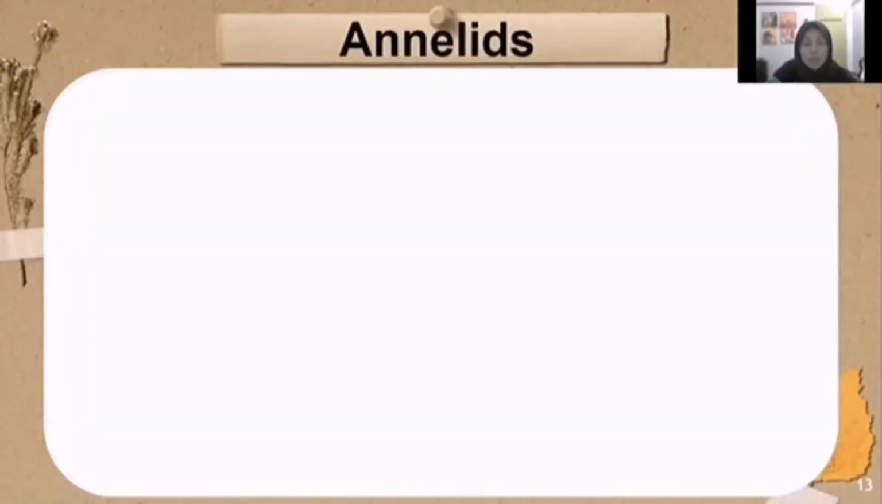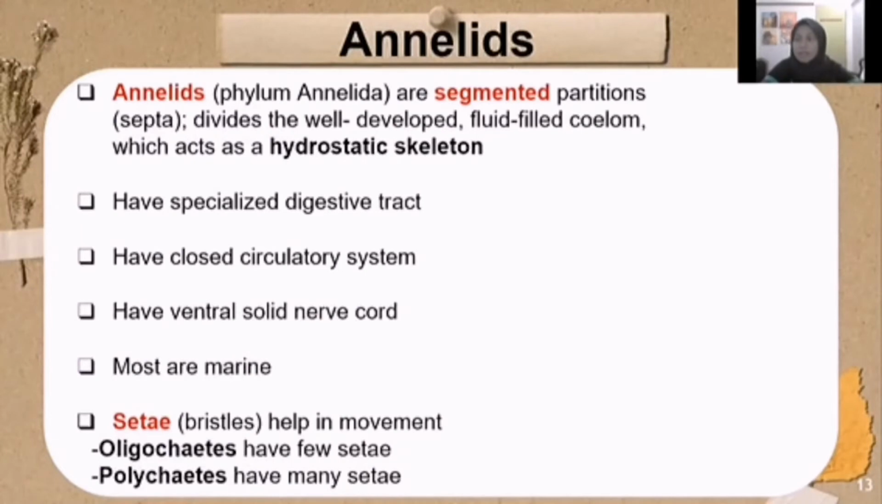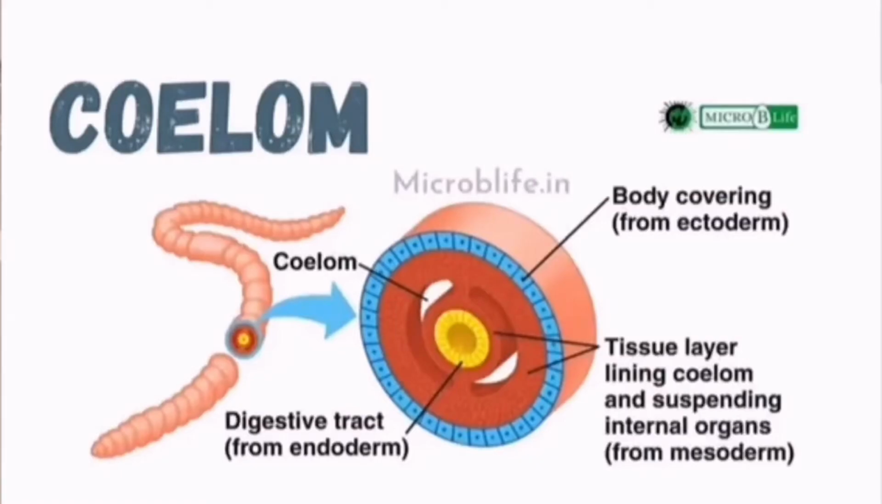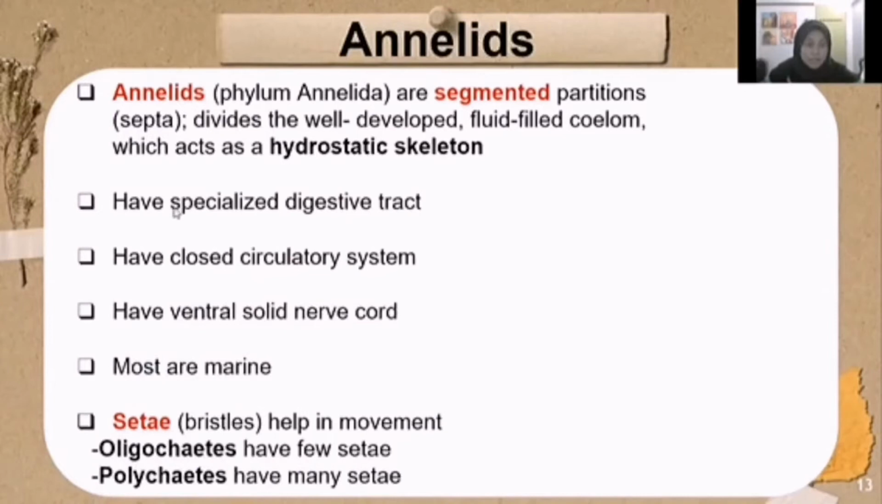Next, we will learn about annelids. Annelids are the only trochozoans with segmentation and a well-developed coelom. The coelom is fluid-filled and acts as a hydrostatic skeleton. Annelids also have a specialized digestive tract. They have a closed circulatory system. They have a ventral solid nerve cord, and most of them are marine.